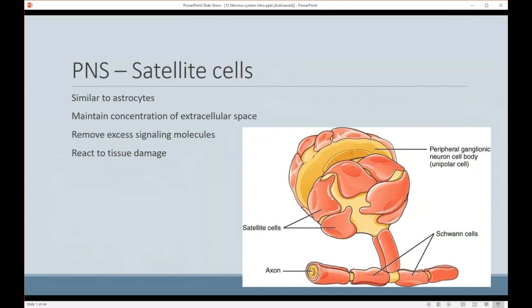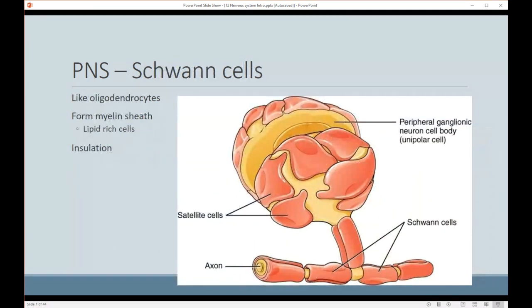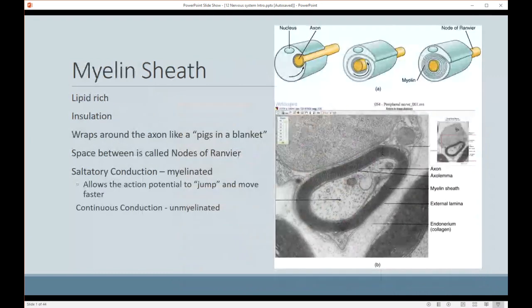And then in the peripheral nervous system, we have those satellite cells. These are similar to astrocytes. They can react to tissue damage. They remove any excess signaling molecules and maintain the concentration. And then we have the Schwann cells right here. Those Schwann cells are just like those oligodendrocytes, but again, they're in the peripheral nervous system, not in the central nervous system. They help to form that myelin sheath.